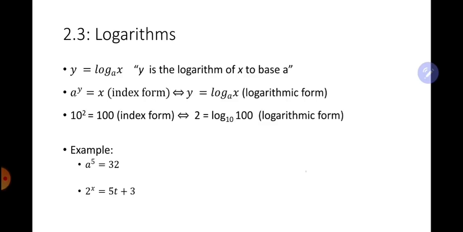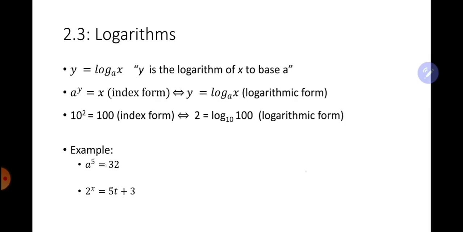So if you have a power y equals to x, where a is greater than 0 and a not equals to 1, and x is a positive real number, then you can rewrite the equation in index form ni to a logarithmic form of y equals to log x base a. Okay, so for example, you have 10 to the power of 2 equals to 100. This is in index form. This index form is equivalent to the logarithmic form of 2 equals to log 100 base 10.